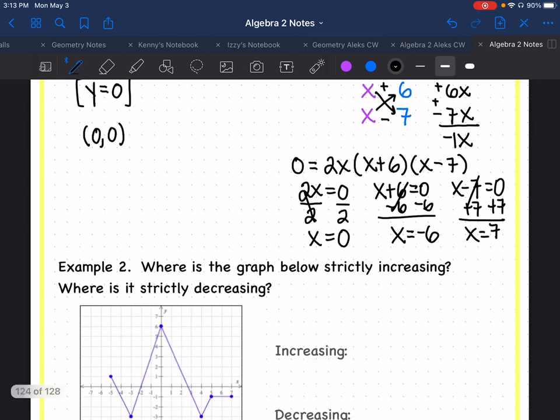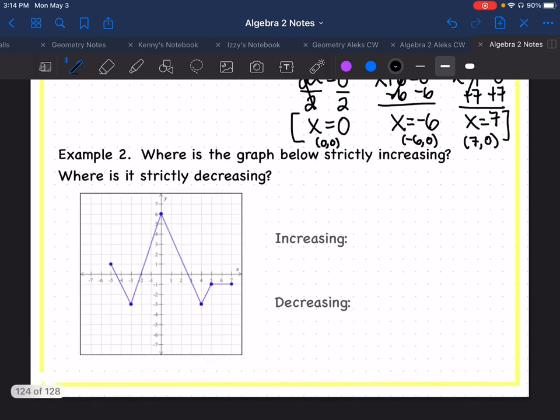Now what I would do is put these into Alg: 0, comma, -6, comma, 7. They are the ordered pairs 0, 0, -6, 0, and 7, 0. Those are the ordered pairs.